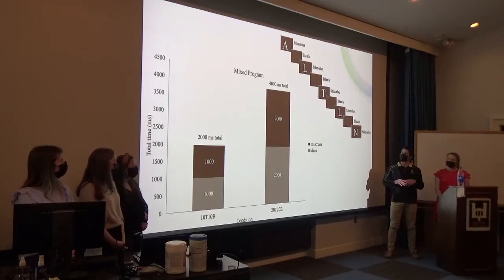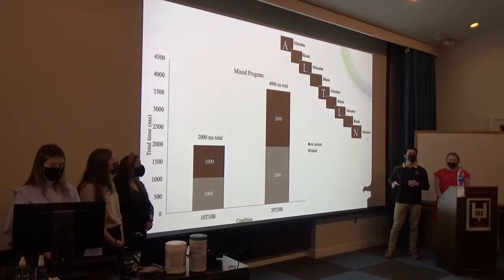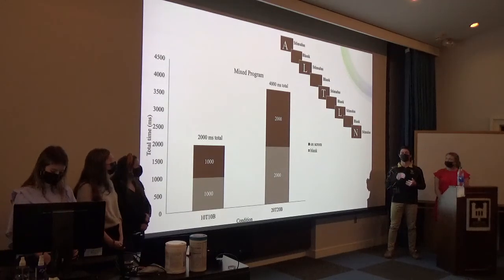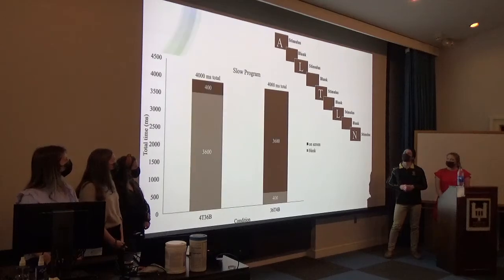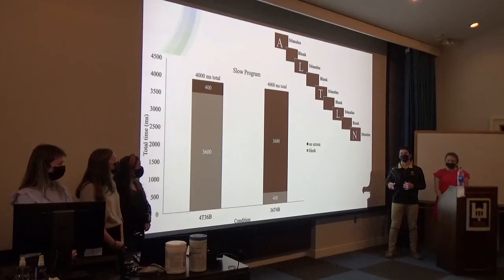In the second condition, we doubled it, gave the participants 4,000 milliseconds per letter, and that was also broken up evenly, 2,000 for the letter and 2,000 for the blank. Now the second program we used was called the slow program. We gave the participants 4,000 milliseconds in both conditions.